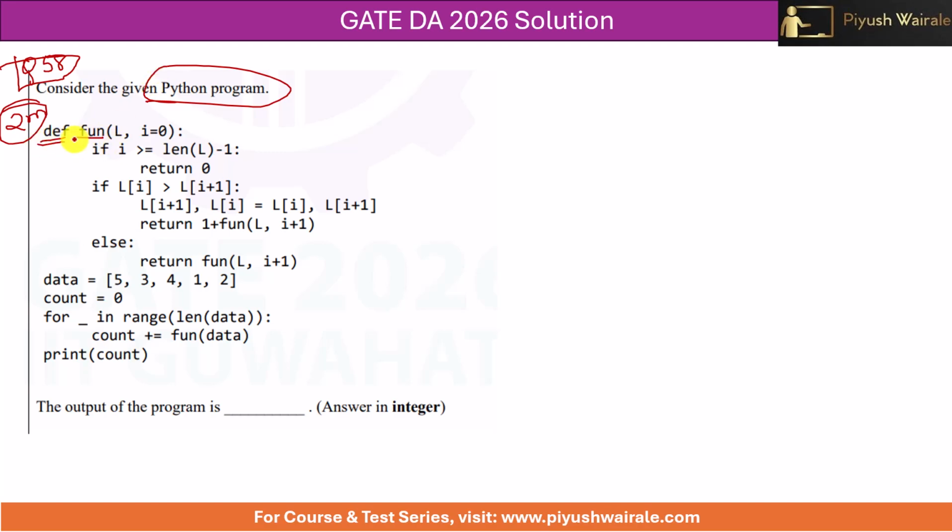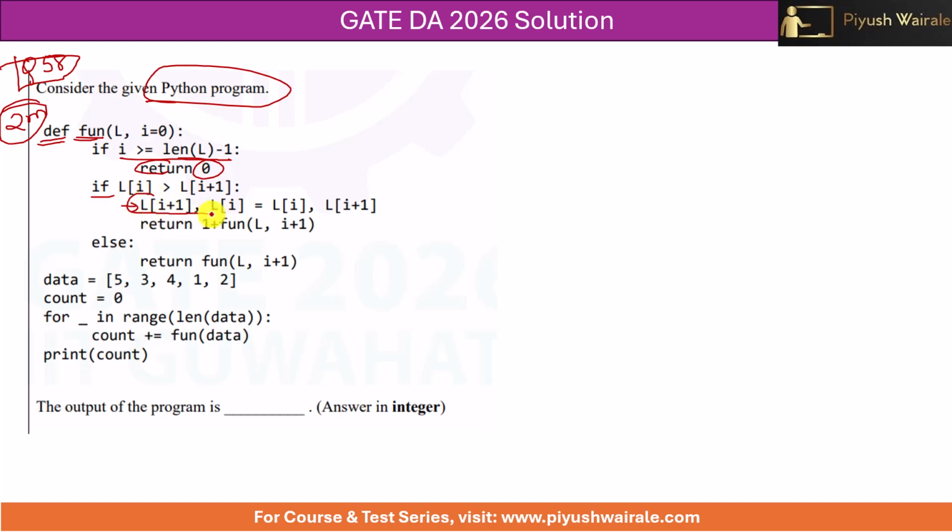We have defined one function, fun, which will take two parameters, l and i equals to 0. If i is greater than or equal to length of l minus 1, if this is true, then we have to return 0. If L of i is greater than L of i plus 1, in that case L of i plus 1, comma, L of i equals L of i, comma, L of i plus 1.